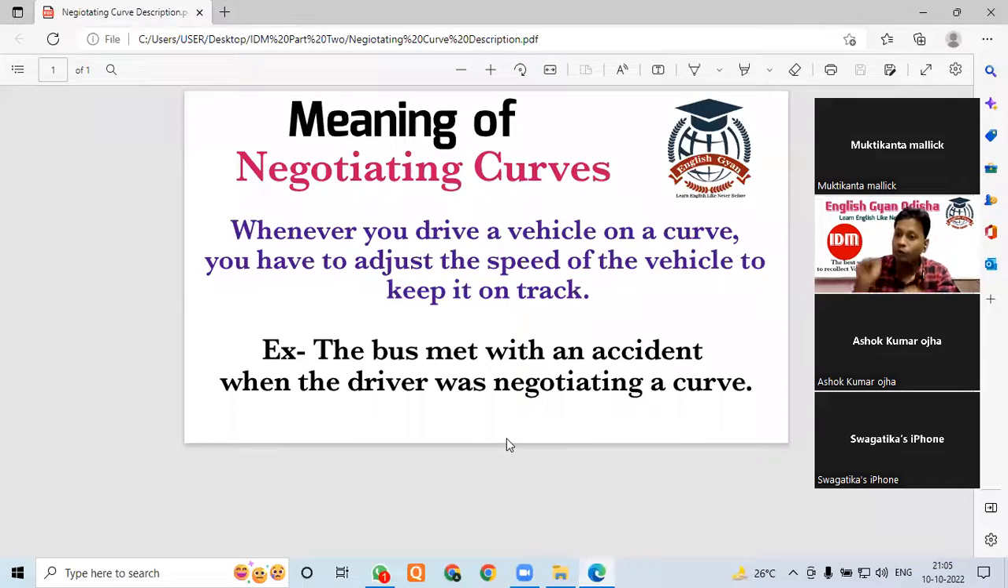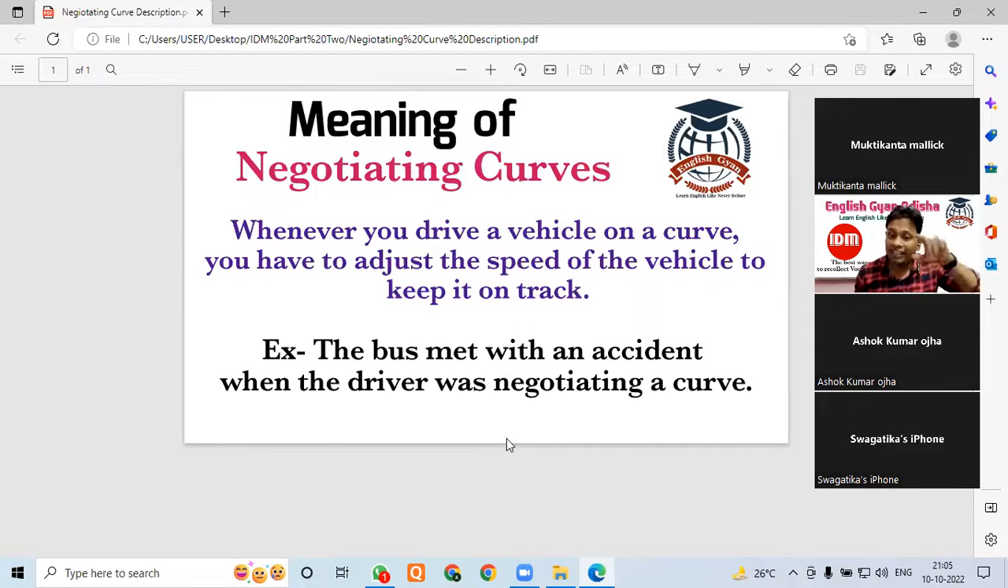You have to go up and down in speed, sometimes at 10, sometimes at 25. Like that you have to negotiate the curve. Means you have to speed up or speed down. That means adjust. You have to adjust the speed of the vehicle to keep it on track. Otherwise, if it goes hard into a curve, what will happen? It will go and ram into a tree or something like that.